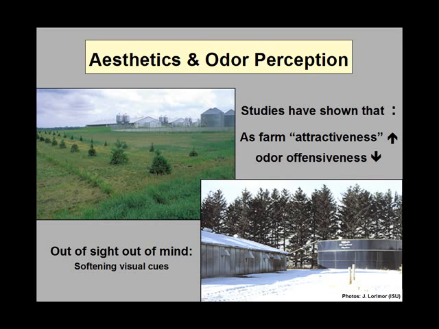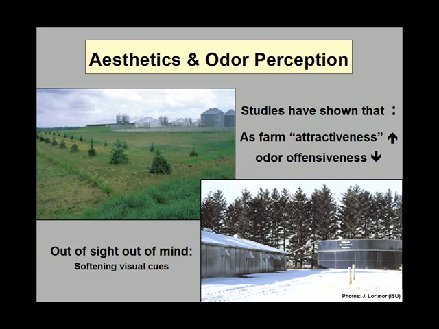And then aesthetics and odor perception. This is really the trickiest one to study because this is so qualitative and highly subjective that it's hard to put numbers on these sorts of things. But a lot of research, including some of my own, has shown that in general, as farm attractiveness goes up, and again, that's a subjective concept, the perception of odor offensiveness goes down. That's been a research concept that's been studied for decades. And a lot of it's been associated with this notion of out of sight, out of mind, the softening of visual cues. A lot of psychological research has gone into those sorts of benefits.